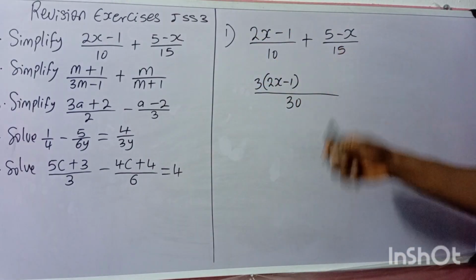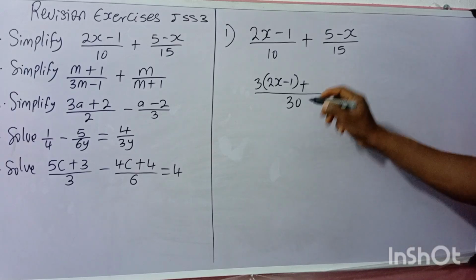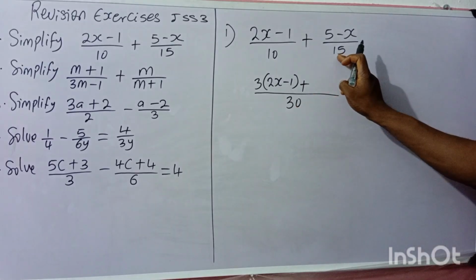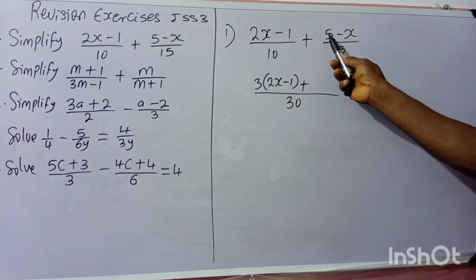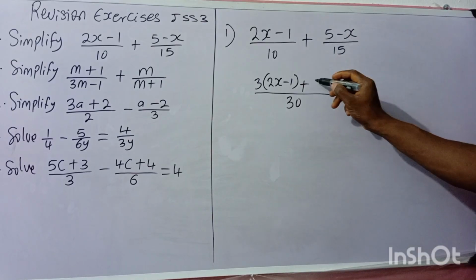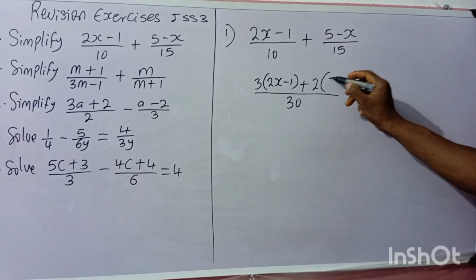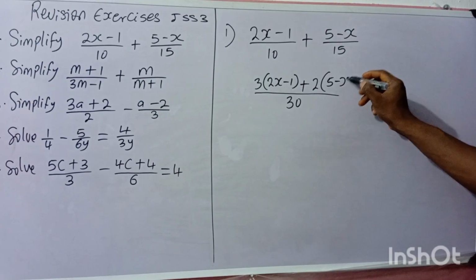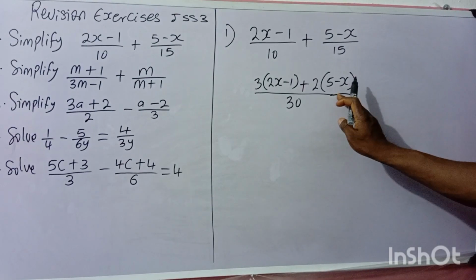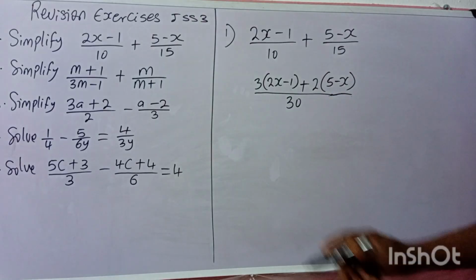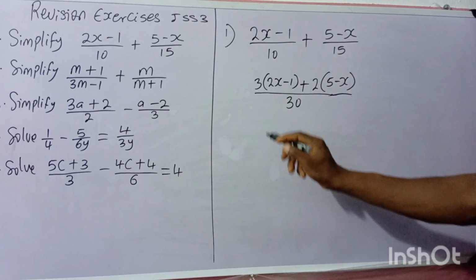Then we go to the next fraction, plus 30 divided by 15, which gives us 2. 2 multiplied by 5 minus x gives us 2 bracket 5 minus x. That is exactly the step to take. Then we go further to open the brackets.